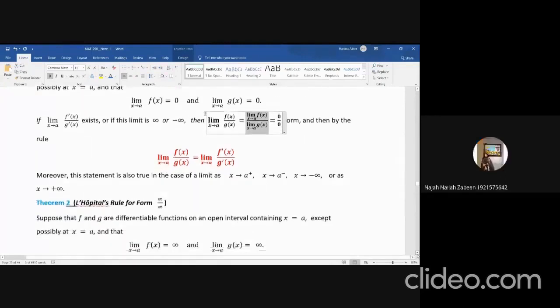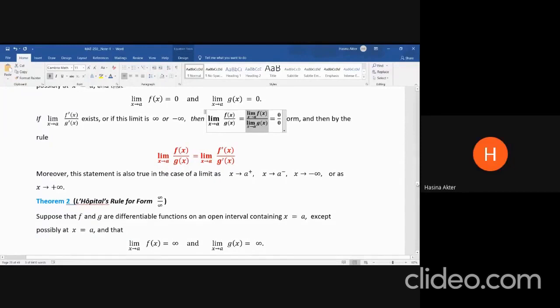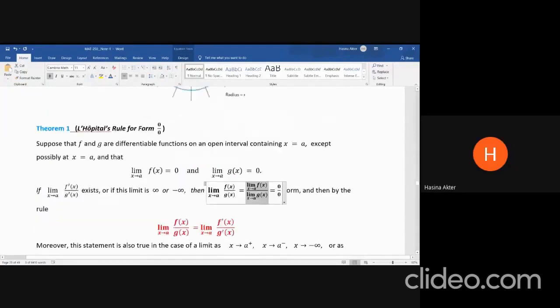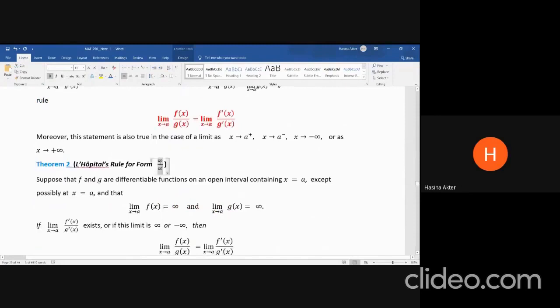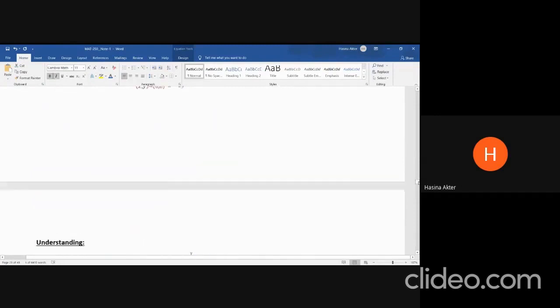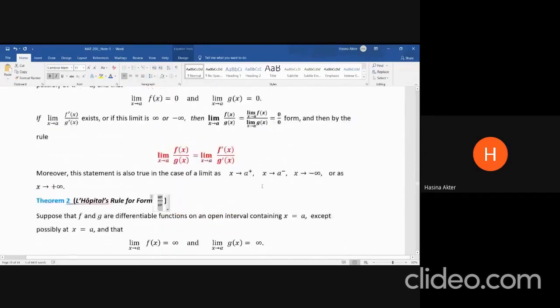Yes, ma'am. No, 0 over 0 or infinity over infinity. I repeat. L'Hopital's rule is applicable only for these two forms, 0 over 0 or infinity over infinity, because they are equivalent, they are similar. You can change one to the other.